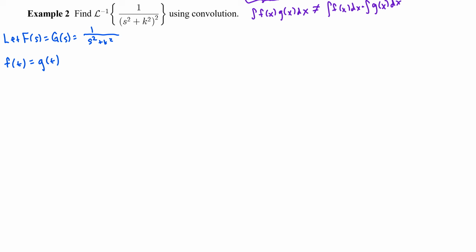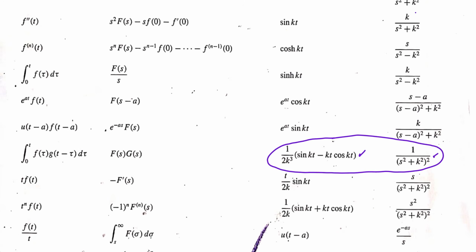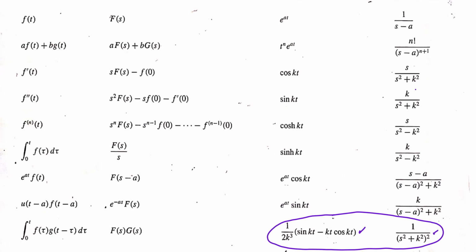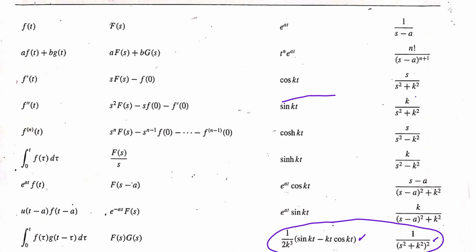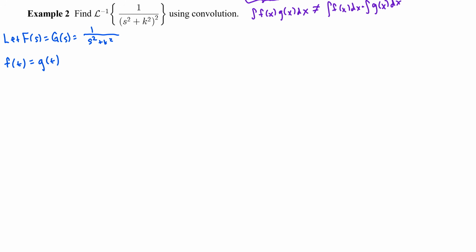So let's find 1 over s squared plus k squared on our formula. We're going to be looking at this formula right here. The only thing we're missing in our problem is the k on the top. We have a 1 in our numerator, so when we inverse transform, we'll multiply sine of kt by 1 over k. So this is going to be 1 over k times sine of kt, and that was one of the properties that we practiced in section 4.1.